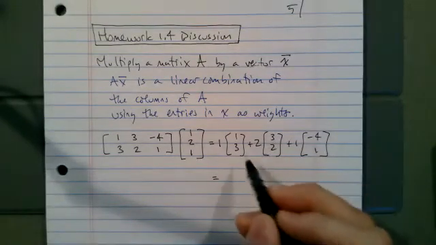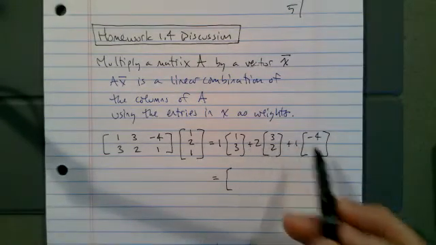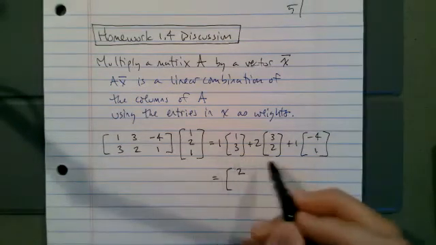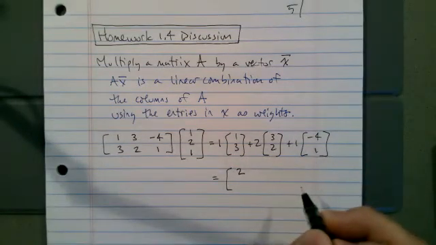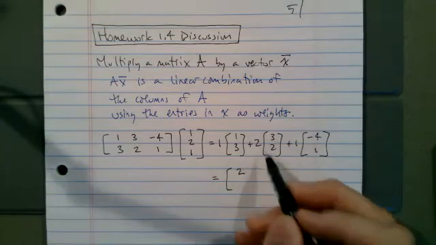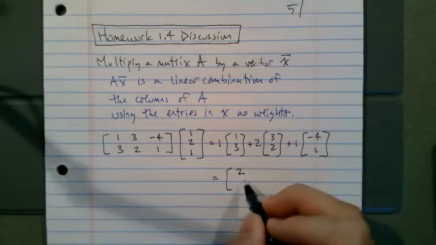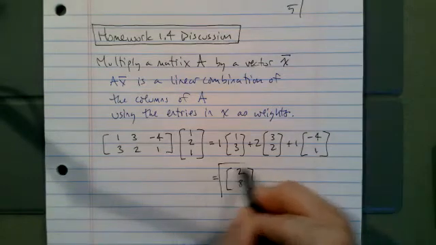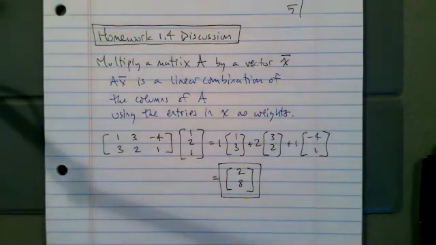So I get a total of 1, 6 minus 4 is 2, 3, 4, and 1 is 8. So when I multiply the matrix A by the vector X, I get the vector 2, 8. I've made a linear combination of the columns of A using the entries in X as weights. That's how we want to think about multiplying matrices.